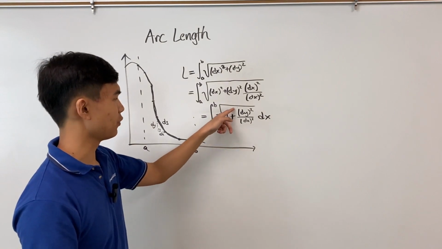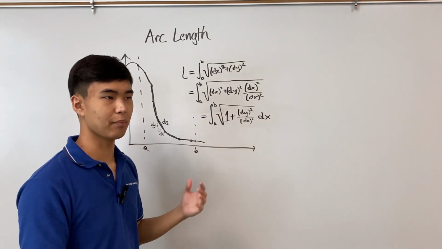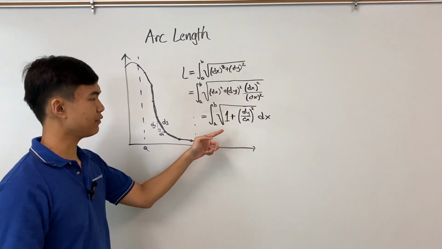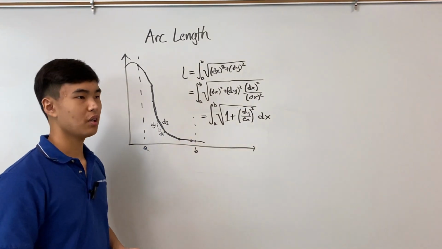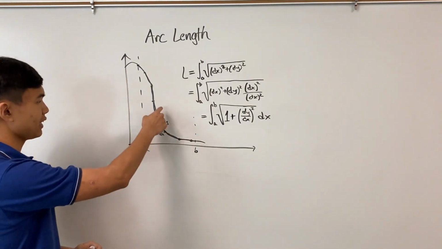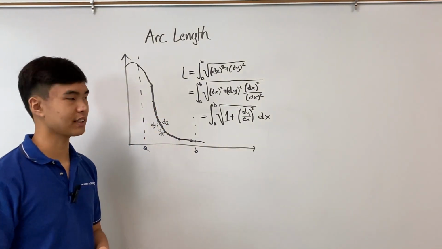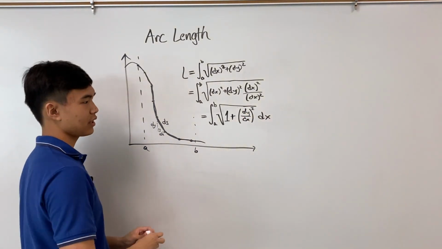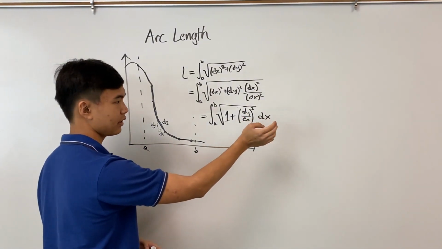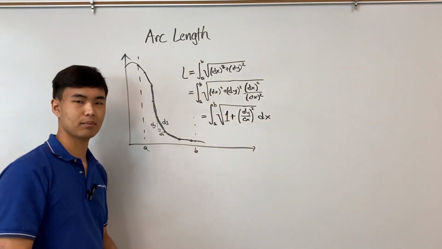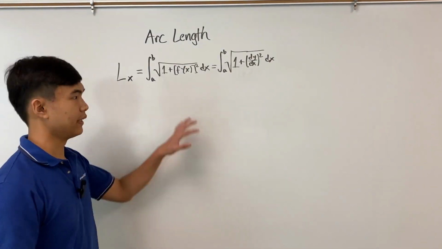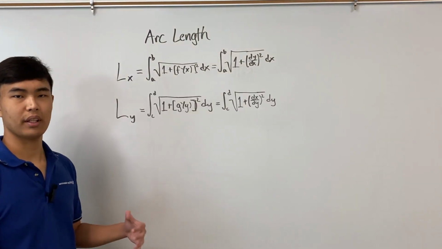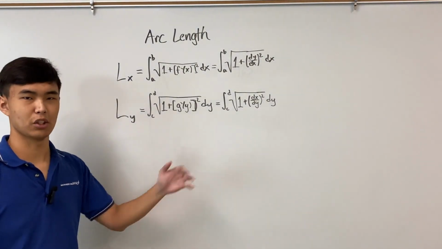And notice that we have a dy squared over a dx squared, so we can combine that into one squared fraction, like so. And now in this form, the formula is usable because we're normally given this curve as a function of x. So we have the derivative of the function of x squared in the integrand and integrated with dx. And that's the formula for arc length. This is the arc length formula if you're given a function of x. But if you're given a function of y, then that's no problem.